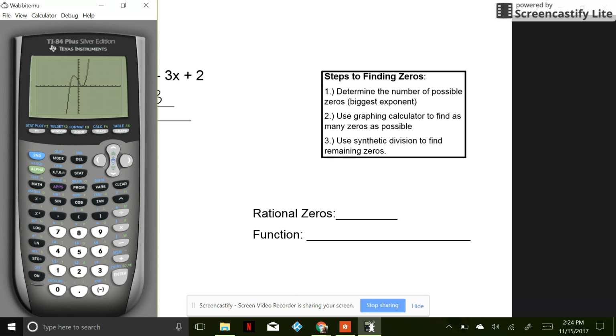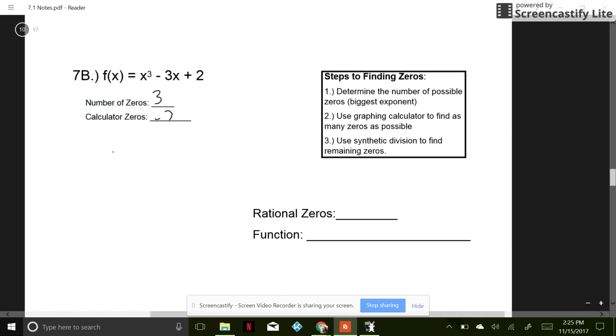So let's see where those are. One's to the left and one's to the right of our y-axis. Oh, wrong direction. So one's going to be at -2 and one's at 1. So the calculator zeros we have are at -2 and 1. So we still need to find this third zero.